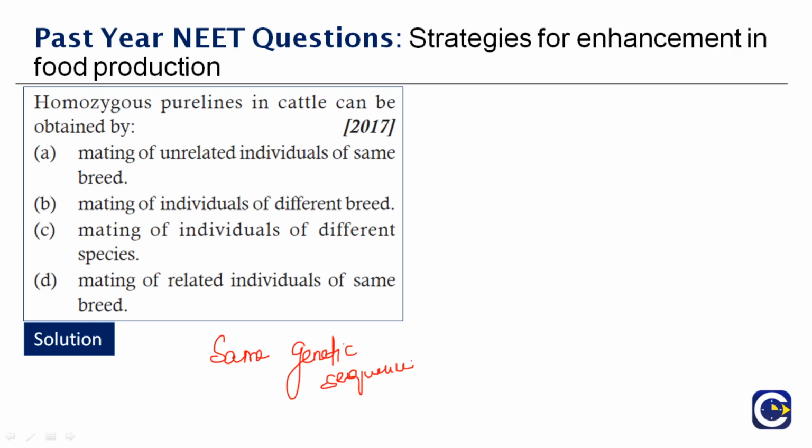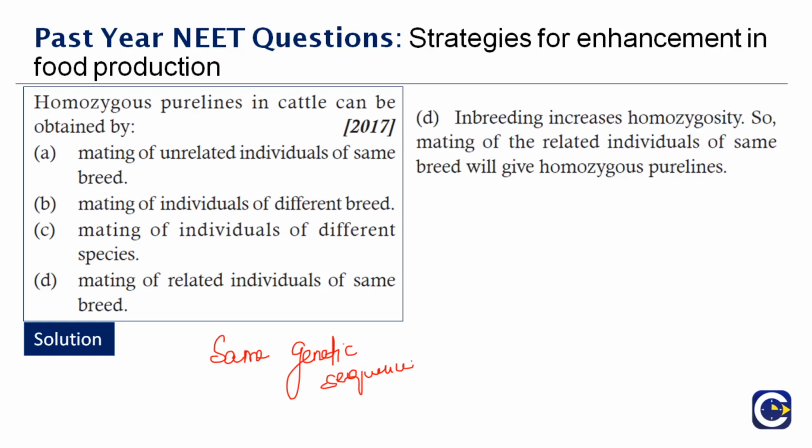In other words, it's a degree of similarity of alleles in any organism. Most eukaryotes have two matching sets of chromosomes, and that is why they are called diploid. So I've given you the definition of homozygous pure lines. How can you obtain them? It is by mating of related individuals of the same breed. There should be some similarity. Therefore the right answer is option D.